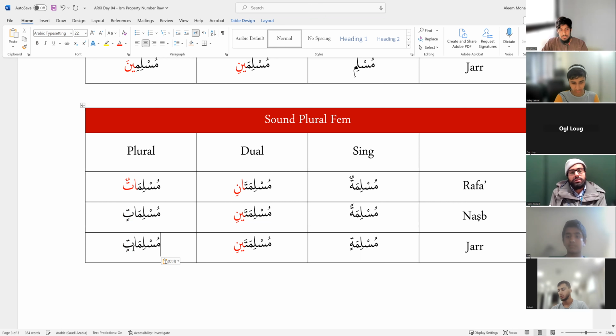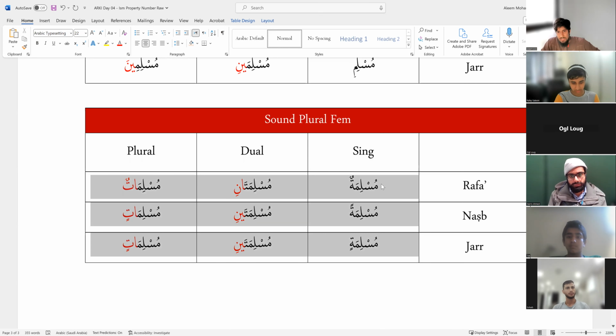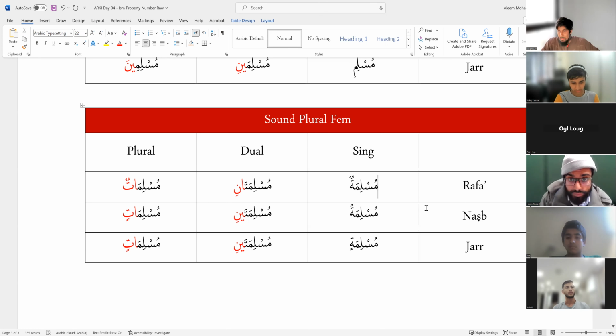And then again, muslimatin. So I'll say the whole chart one time. Muslimatun, muslimatani, muslimatin. Oh, sorry, atun, right? Muslimatan, muslimataini, muslimatin, muslimatin, muslimataini, muslimatin. Okay, guys, take 2 minutes and just go over it. Try and memorize it.